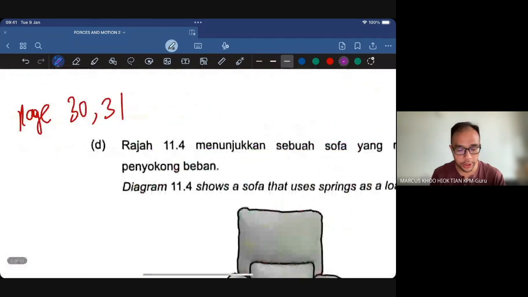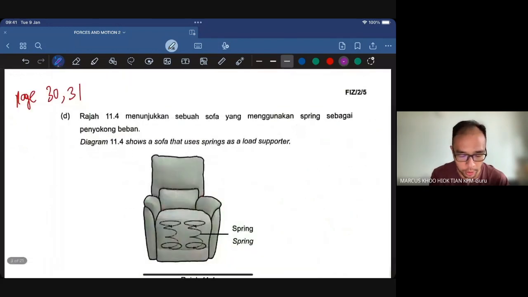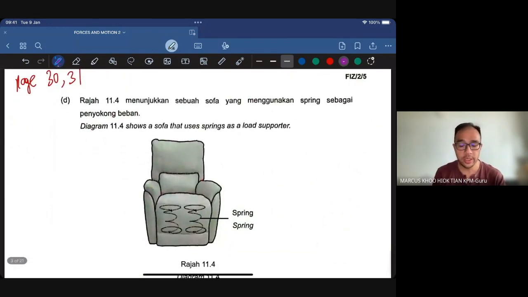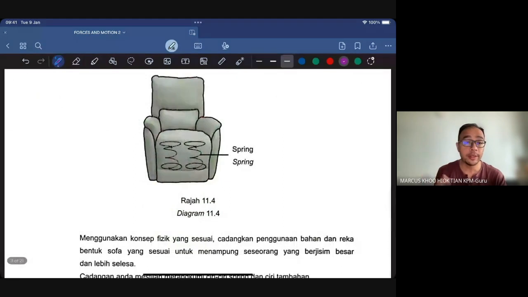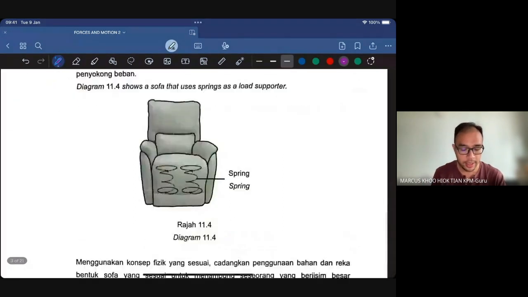Okay, let's continue. 11.4 shows a sofa that uses springs as a load supporter. So this is a spring sofa or a spring chair, I guess.